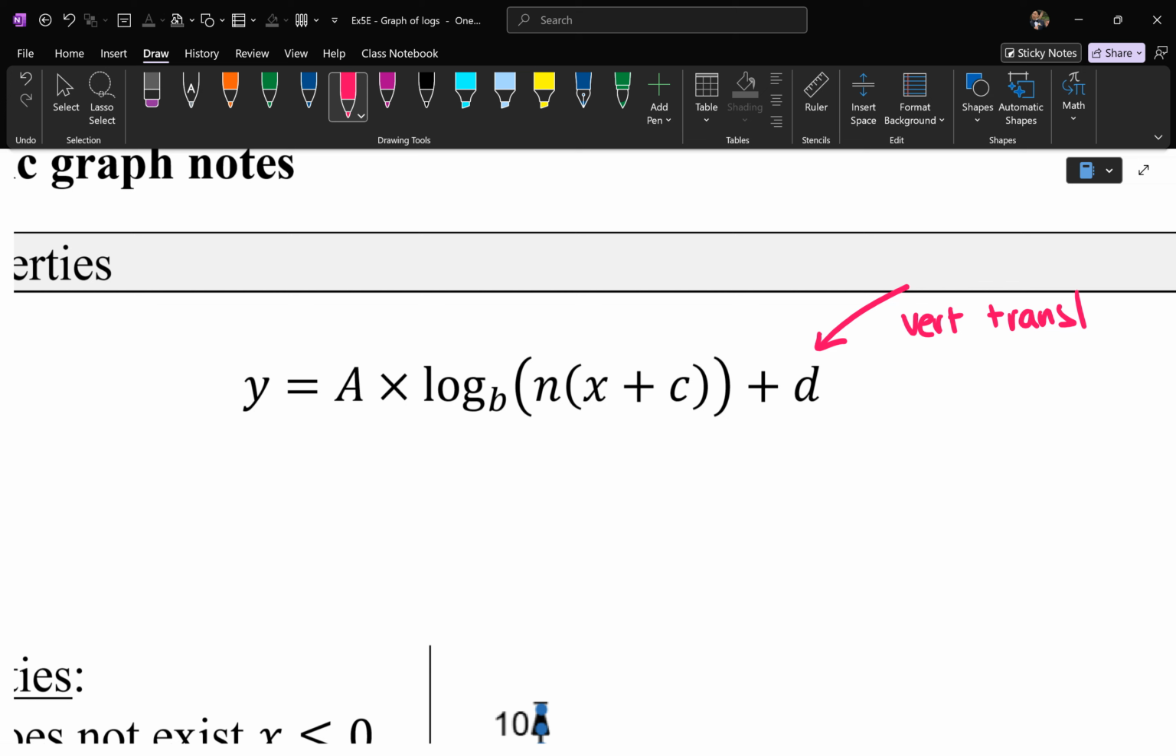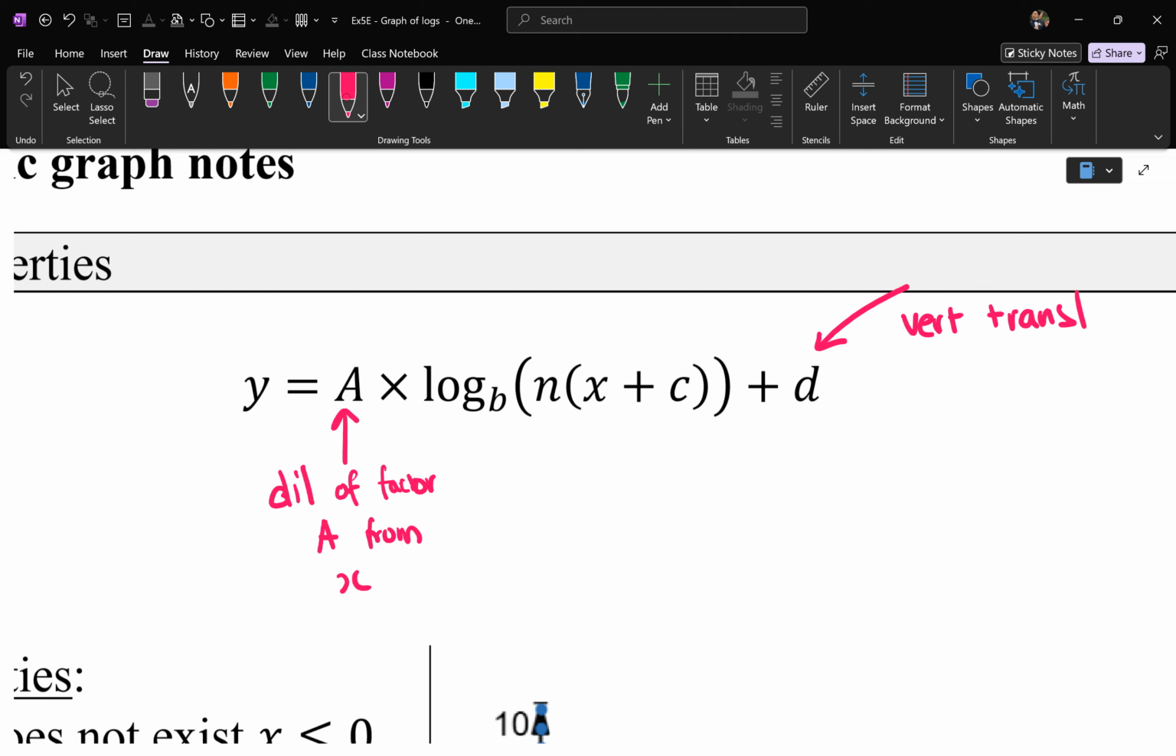What does A do to the graph? Let's go with Tyler. What does A do to the log graph? It is dilation. Of factor what? Dilation of factor A from the x-axis. Very good. It's affecting your y value, so it's moving away from the x-axis. So dilation of factor A from the x-axis.